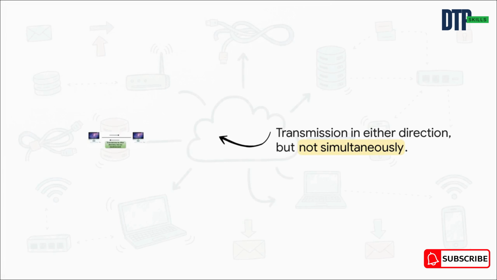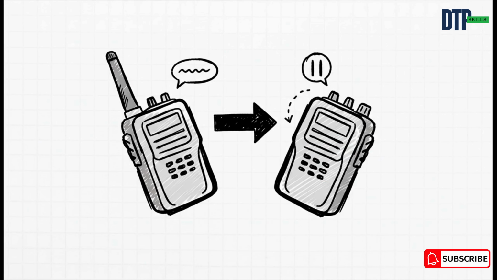So the key thing to see here is that, yeah, the data can go both ways, but it can't happen at the same time. The line is shared, so traffic can only move one way at any given moment. If you've ever used a walkie-talkie, you've actually used half-duplex. You push the button, you talk, and then you say over, which is your signal that it's the other person's turn. That little bit of delay, where one person always has to wait for the other to finish, that's the main disadvantage of this mode.